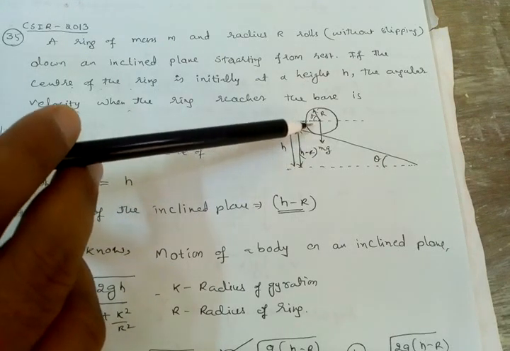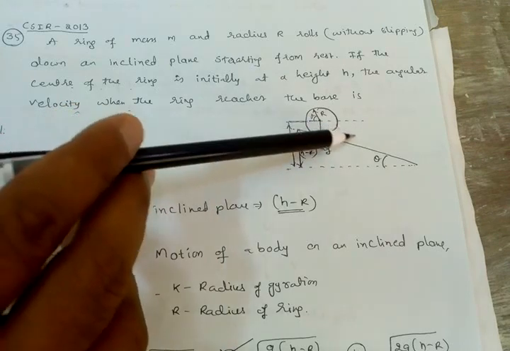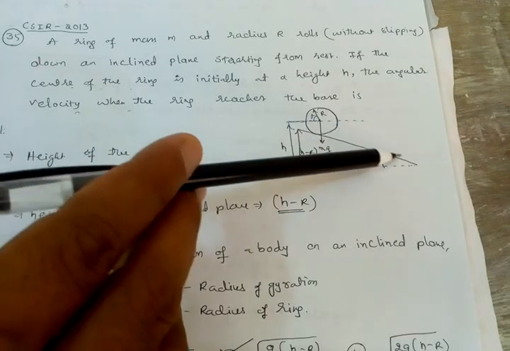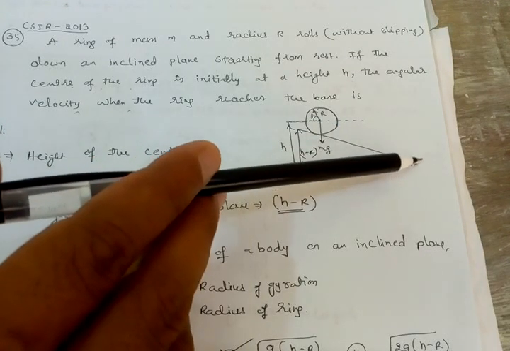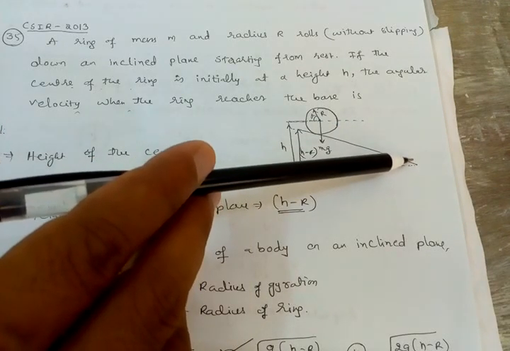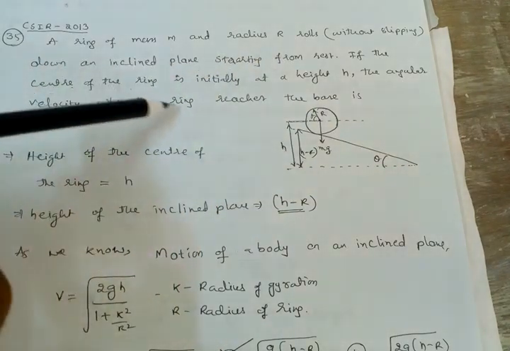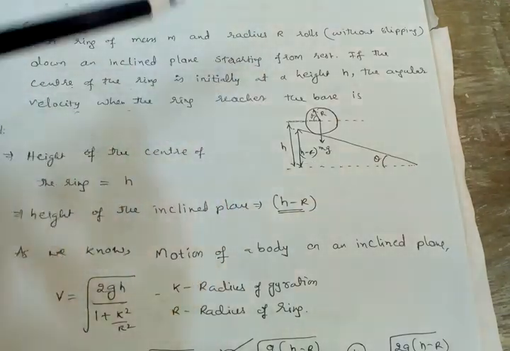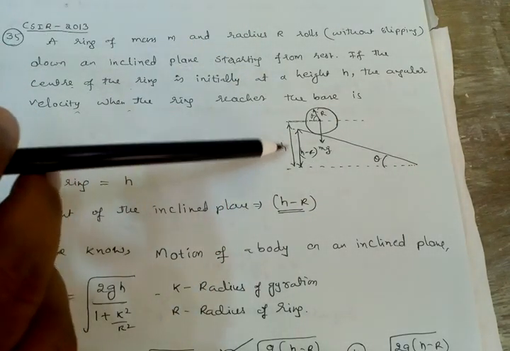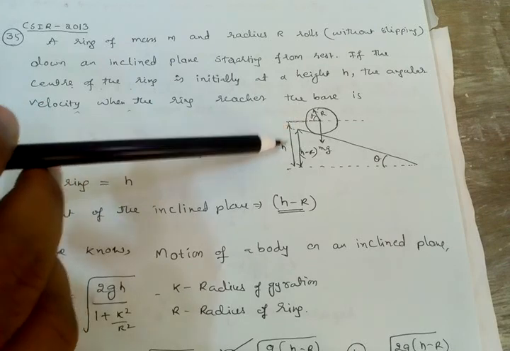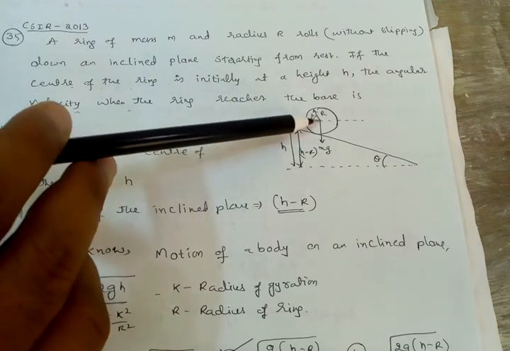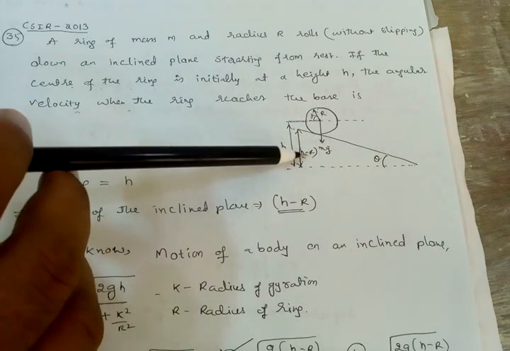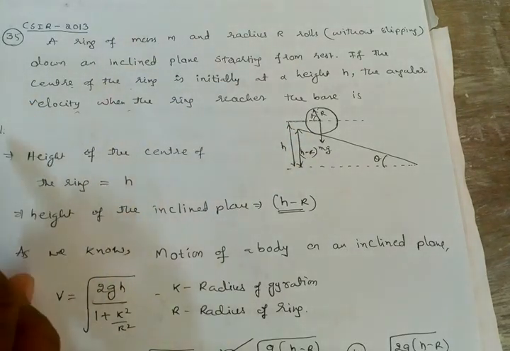So from height h minus r the ring is moving down, without slipping, it is rolling down to the bottom. We have to find the velocity when the ring reaches the base. Just observe the height he has given: that is the height from the center of the ring to the base, but the inclination height is h minus r. So we are moving now to the solution.